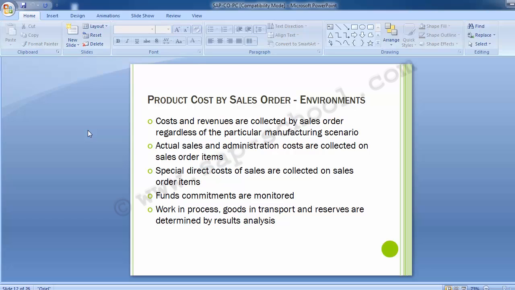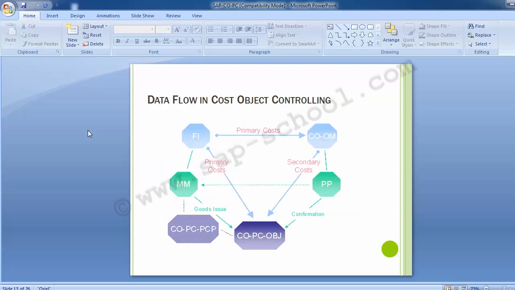Different cases where product cost by sales order is used: when you are producing in-house with reference to a sales order in a complex make to order environment; when you purchase merchandise with reference to a sales order and resell the merchandise to the customer; and the third case is when you perform services on the basis of sales order. So these are some of the scenarios where product cost by sales order is used.